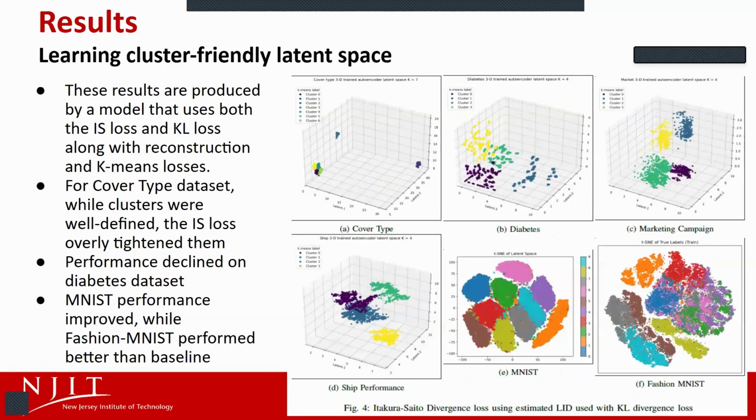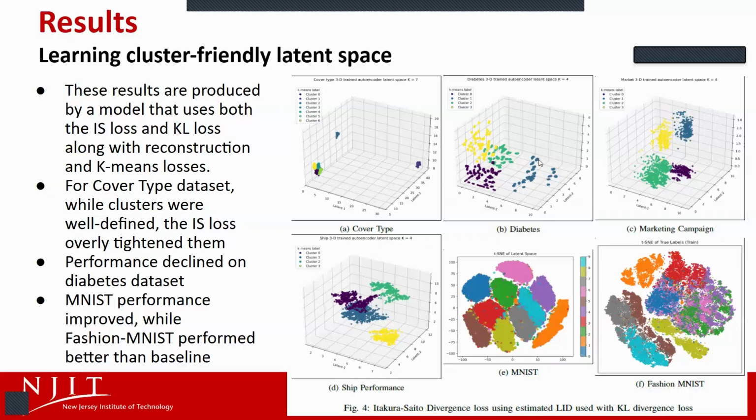Finally, we look at the Itakura Saito divergence loss with the KL divergence loss, along with the reconstruction and k-means losses. And here we can see the cover type dataset. In the cover type dataset, while the clusters are well defined, the Itakura Saito divergence loss overly tightened some of the clusters while pushing apart the other clusters. This is mainly due to the fact that probably these data points have very similar features, which brought them near each other, and the Itakura Saito divergence just compresses them together.